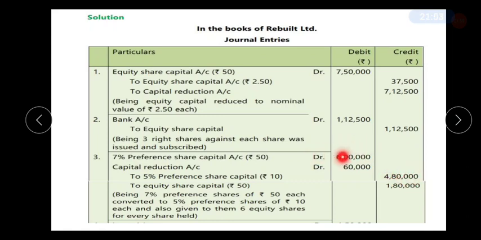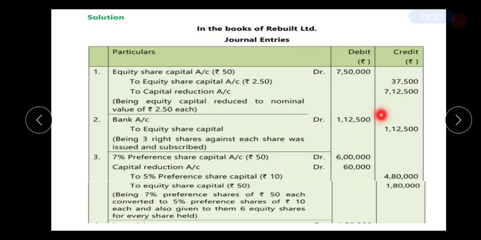But this 6 lakh is not sufficient to settle this amount. It requires more. How much more? It requires 60,000 more. That is a balance. Then how do you settle it? That 60,000 will be settled by debiting the capital reduction account, because in this capital reduction account, you have excess balance. You have the balance of 7,12,500.